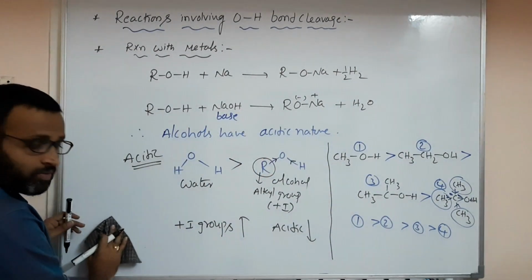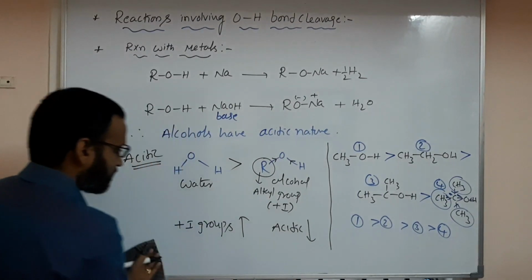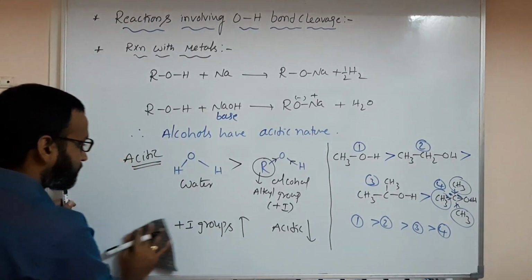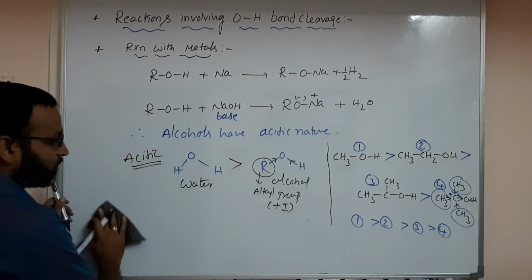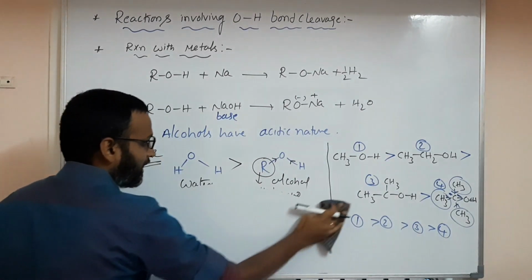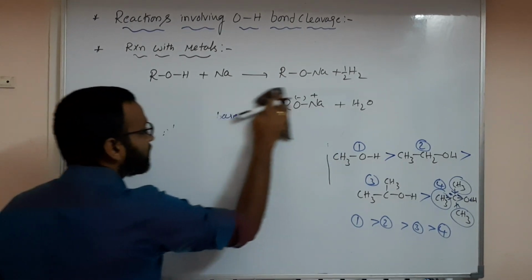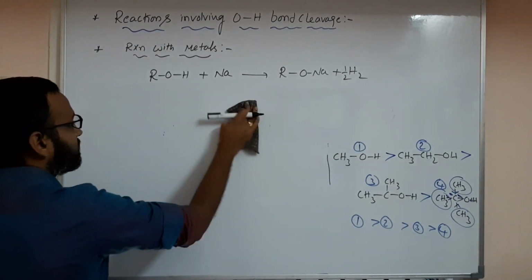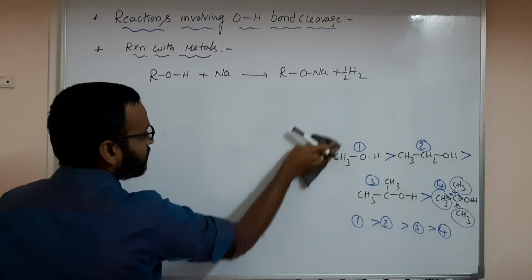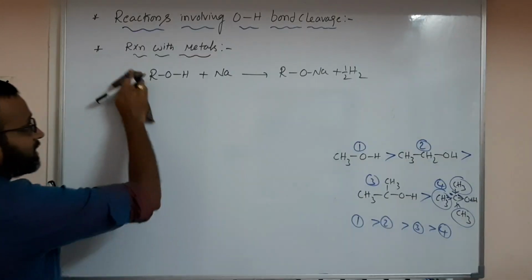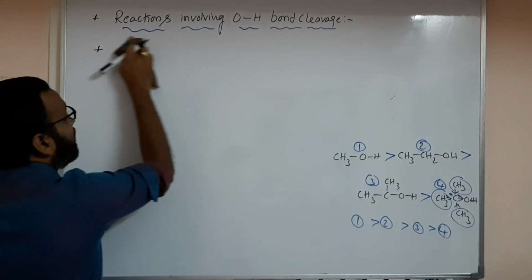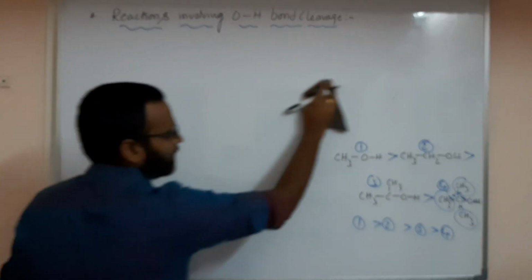This understanding, everyone. So please note it down, all these things, very important for us. As plus I groups increases, what happens to the acidic nature? As plus I groups increases, acidic nature decreases. That's why I have given that. So even in isomers, as the branching increases, the acidic nature decreases, remember.